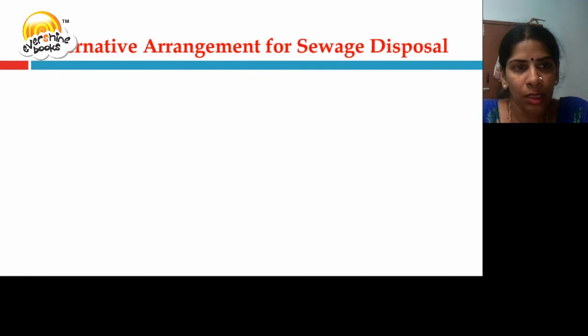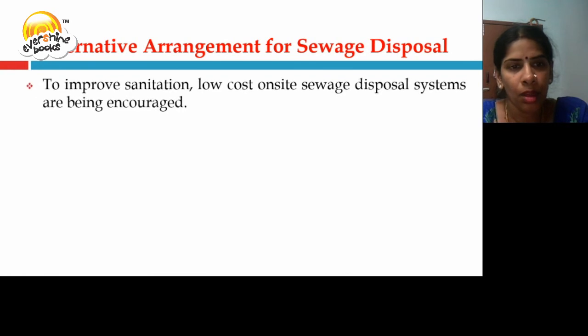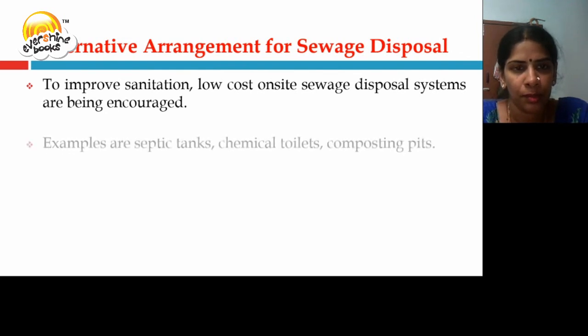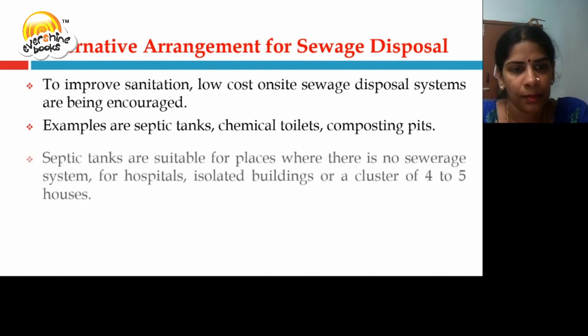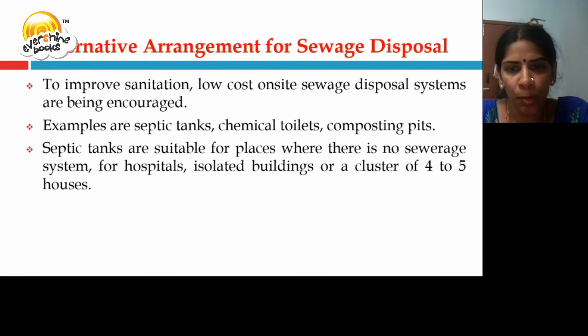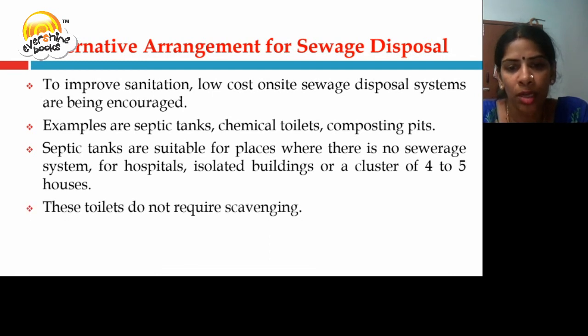What alternative arrangement can be made for sewage disposal? To improve sanitation, low-cost on-site sewage disposal systems can be used, such as septic tanks, chemical toilets, and composting pits. Septic tanks are suitable for places where there is no sewerage system, for hospitals, and isolated buildings or a cluster of 4 to 5 houses. These toilets do not require scavenging.